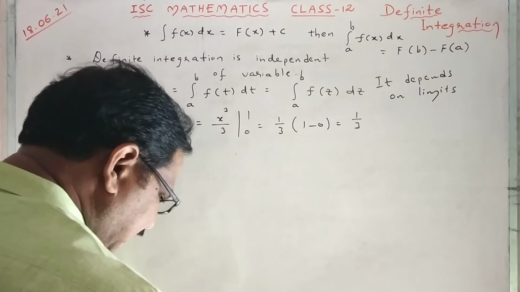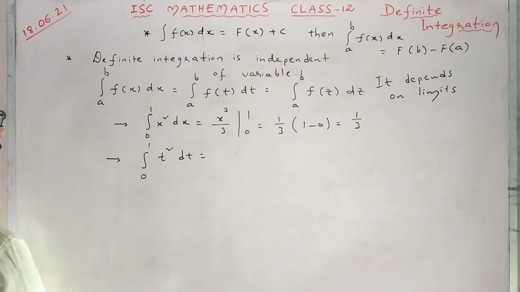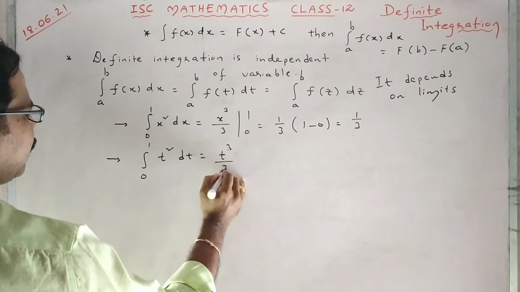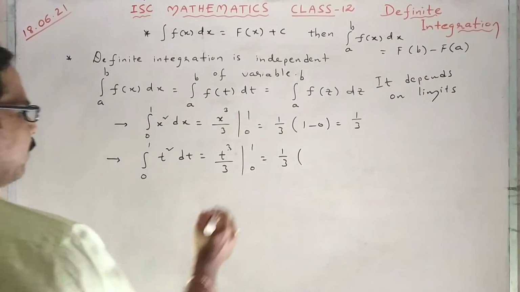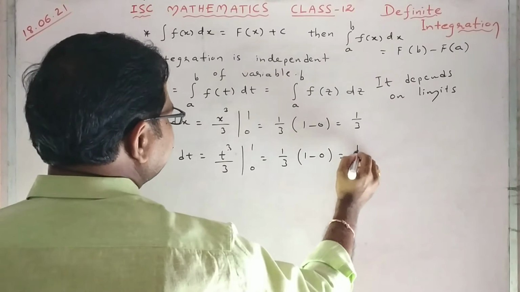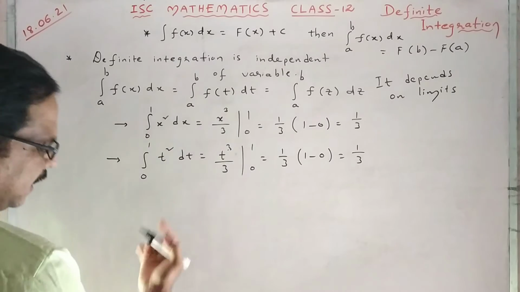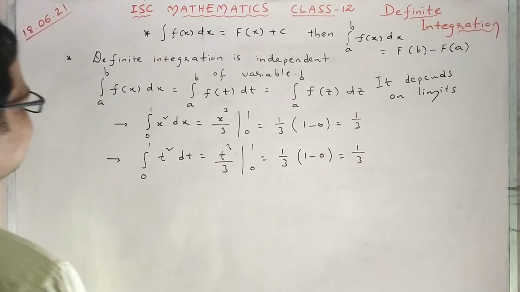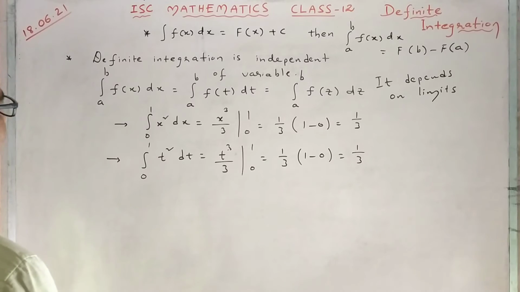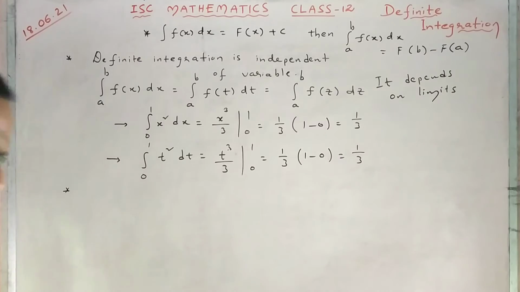For example, integral 0 to 1 t square dt. Okay, t square integration is t cube by 3, 1 by 3 times upper limit minus lower limit, 1 minus 0, that is 1 by 3. So here x square dx or t square dt we will be getting the same. So definite integration is independent of variable, but it depends on limits.